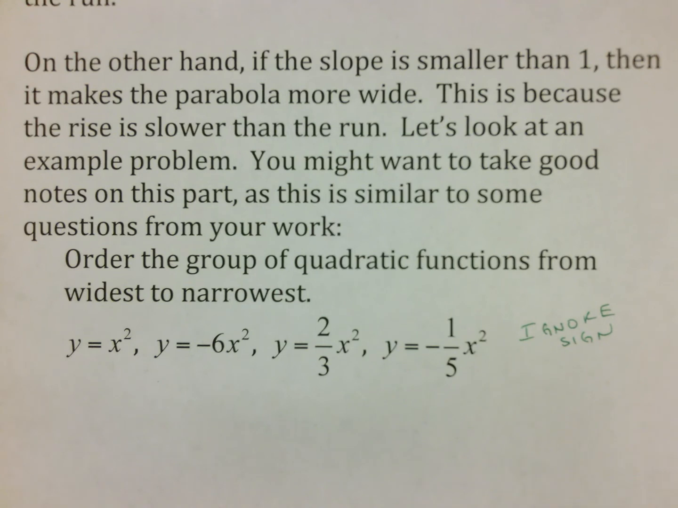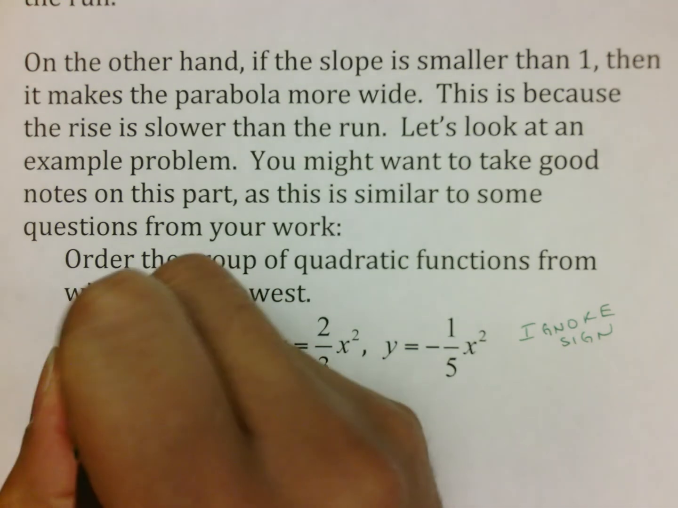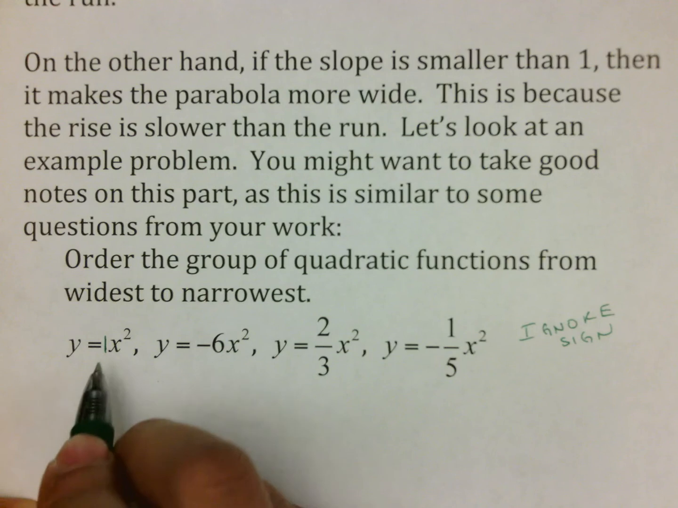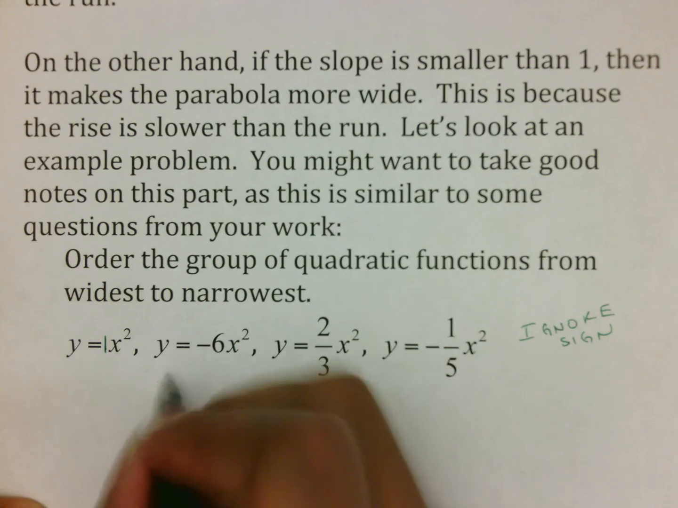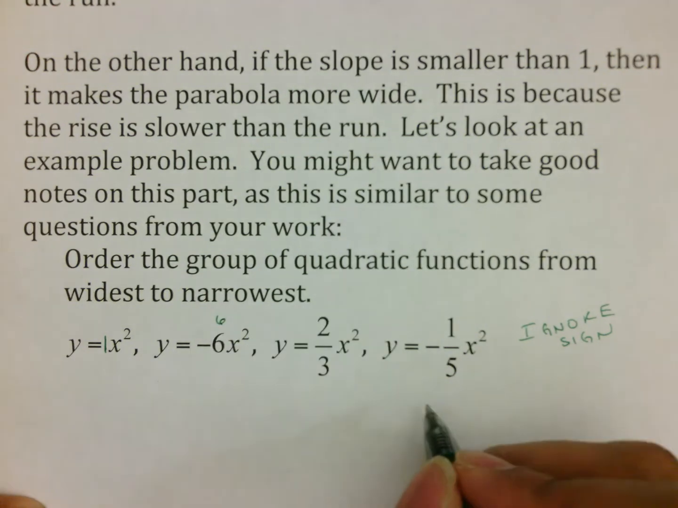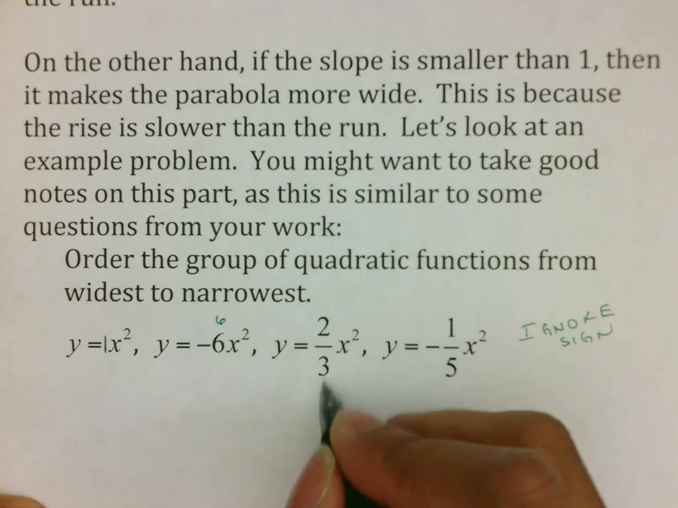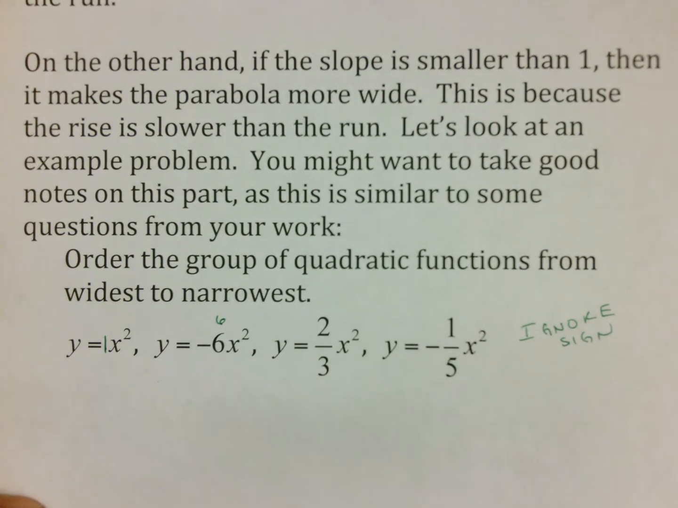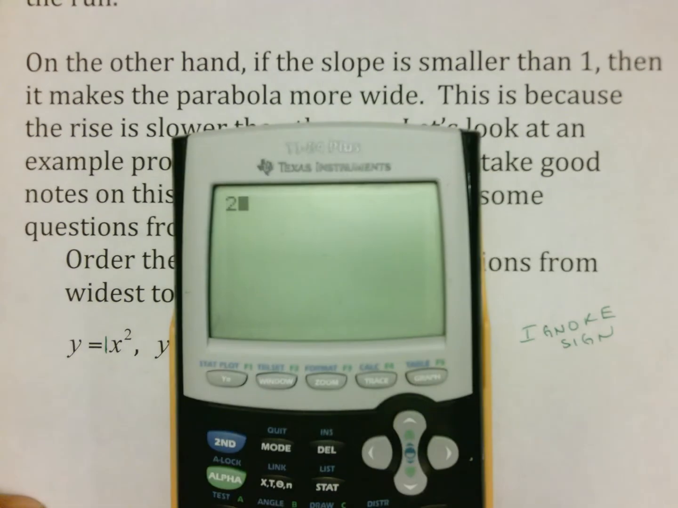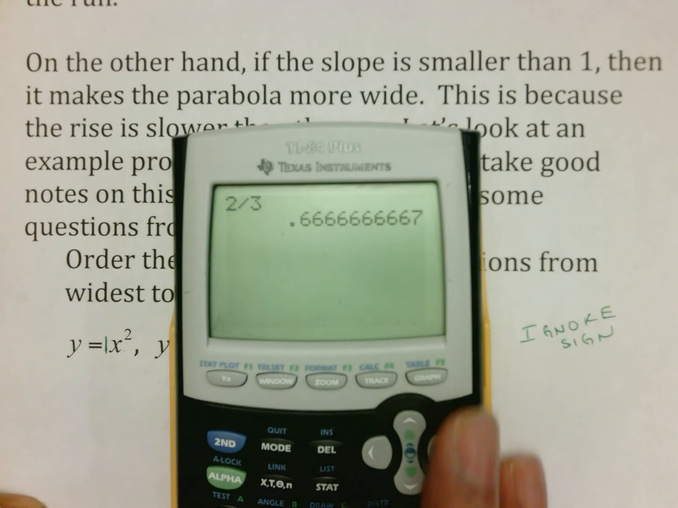Remember, narrow means we're talking about a fast number. This number here, and I would do that, is the number 1. Remember, if there's nothing there, it's 1. This, to me, just is a 6. 2/3 compared to 1/5, I may not be good with numbers, but what I can do is convert 2/3 into a decimal by dividing.